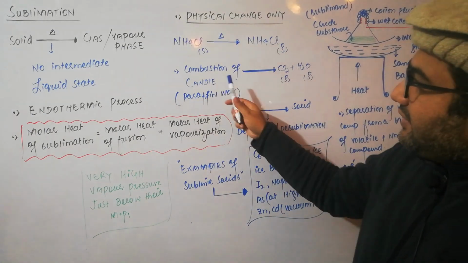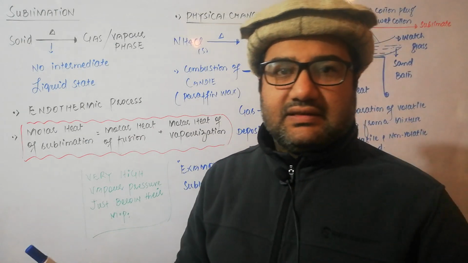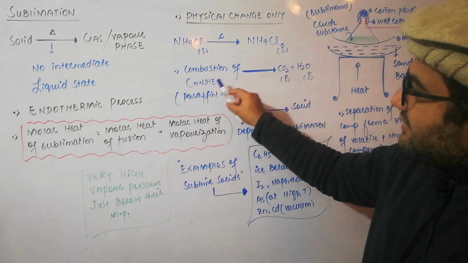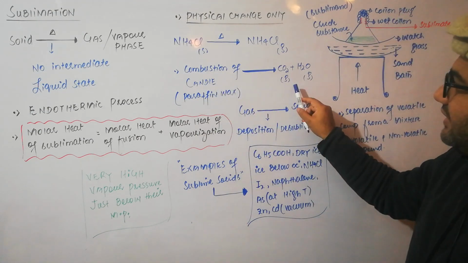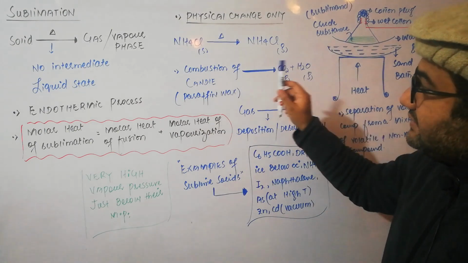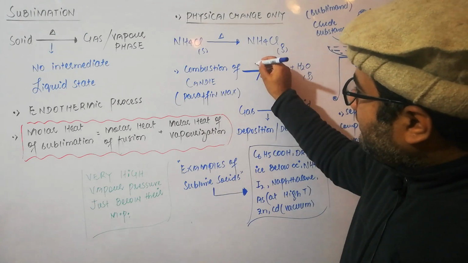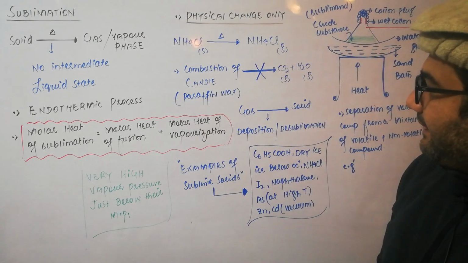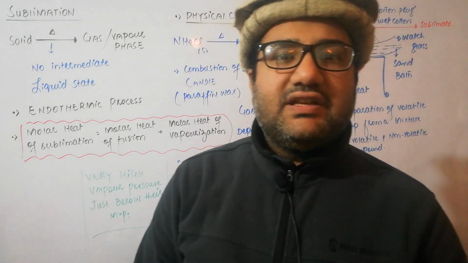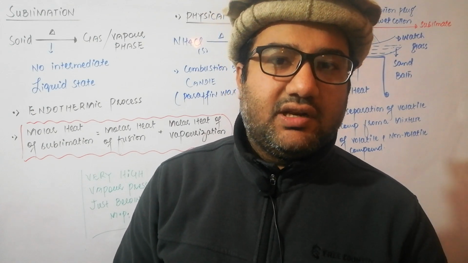Similarly, consider combustion of a candle. A candle is made up of paraffin wax, a hydrocarbon. If you combust the candle, it is a solid, and after combustion it is changed to carbon dioxide gas and water vapors. This will also be regarded as a chemical change and not a sublimation process. So sublimation is a physical change only, in which only the physical state of the substance changes, but there must not be any change in its chemical composition.